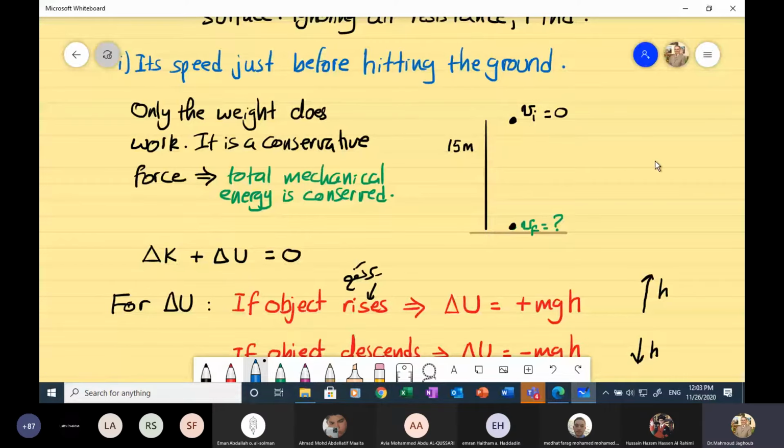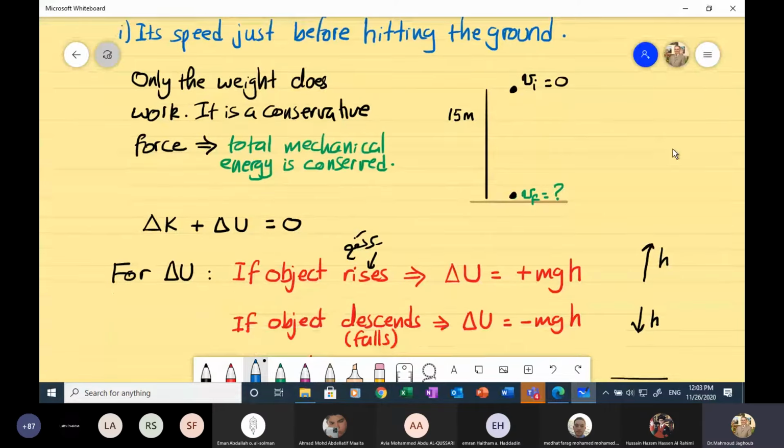Okay. Now, since we have no non-conservative forces acting, we can say that delta K plus delta U equals what? Equals 0. Now, it's simple to deal with delta K. It is half m v final squared minus half m v initial squared. We have to be slightly careful about delta U.